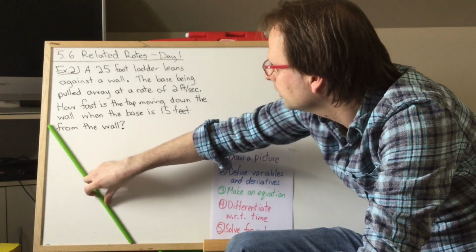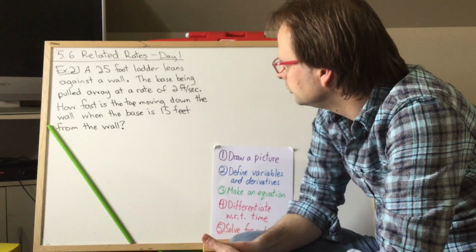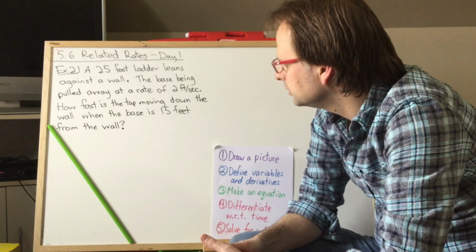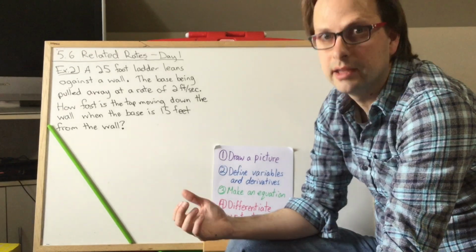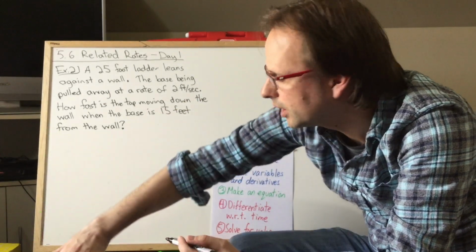So we've got a 25-foot ladder. It leans against a wall. The base is being pulled away at a rate of 2 feet per second. How fast is the top moving down the wall when the base is 15 feet from the wall? Again, that's a lot to decode. So let's make just a basic little diagram.